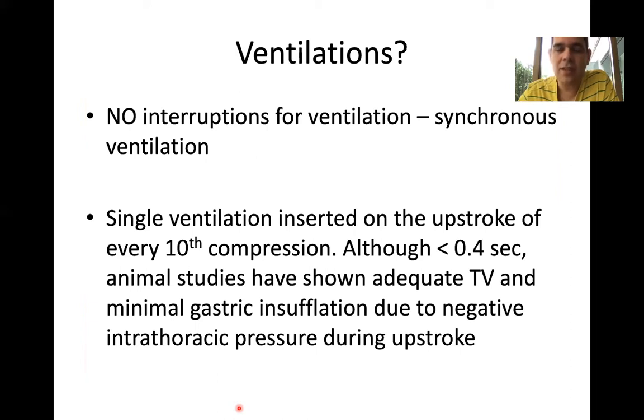So to achieve this, of course, a certain amount of coordination is required. You will need 2 people at the airway: one person using a 2 thumbs up approach to hold the mask down, and a second person with the bag timing the compression so that on the upstroke of every 10th compression, a quick breath is given. In that fashion, we can achieve synchronous ventilation and avoid interruptions.